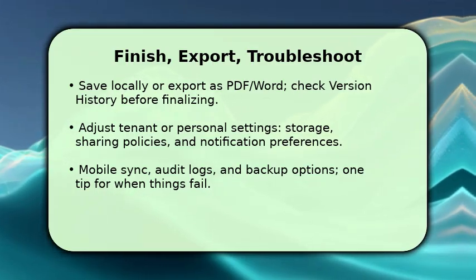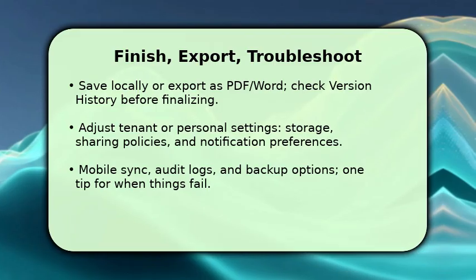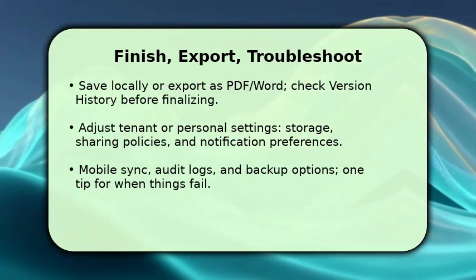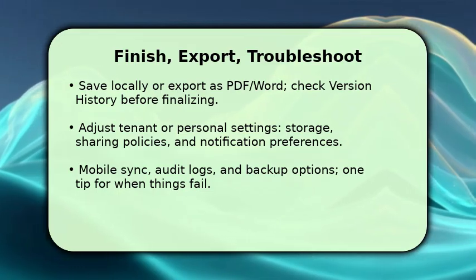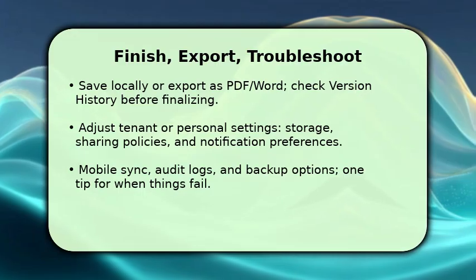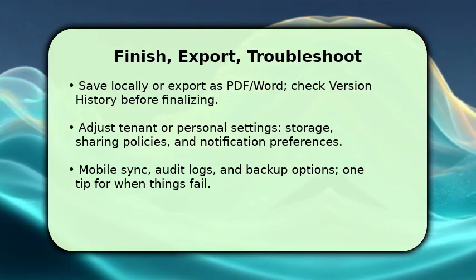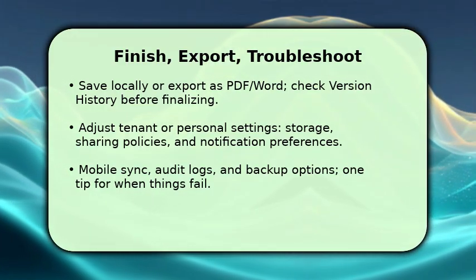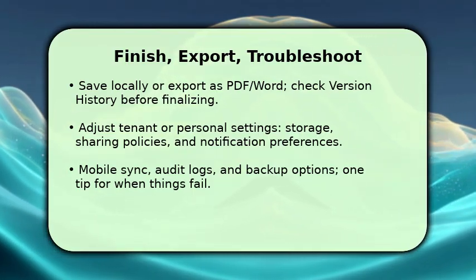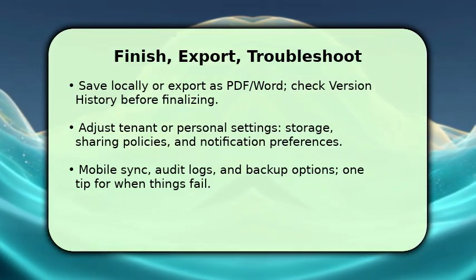Once done, review version history to ensure no required edits were lost, and tidy sharing links so only intended people retain access. Make sure mobile apps are synced and that your tenant settings, storage limits, and sharing policies match your needs. If something goes wrong, clear the browser cache, try an incognito window, and re-authenticate. This resolves most sign-in, permissions, and display issues quickly.